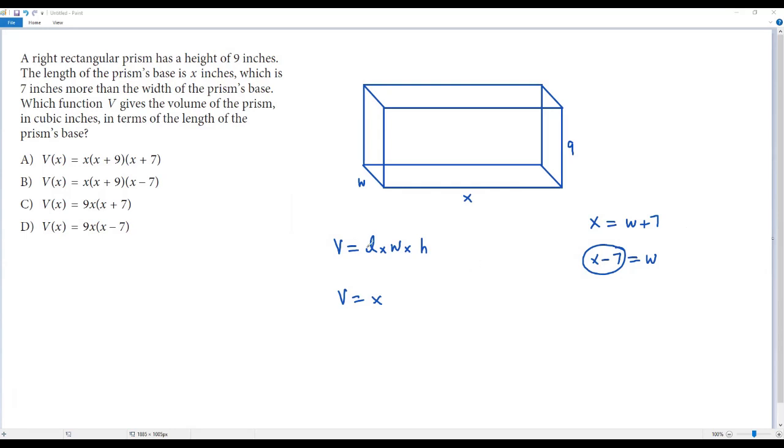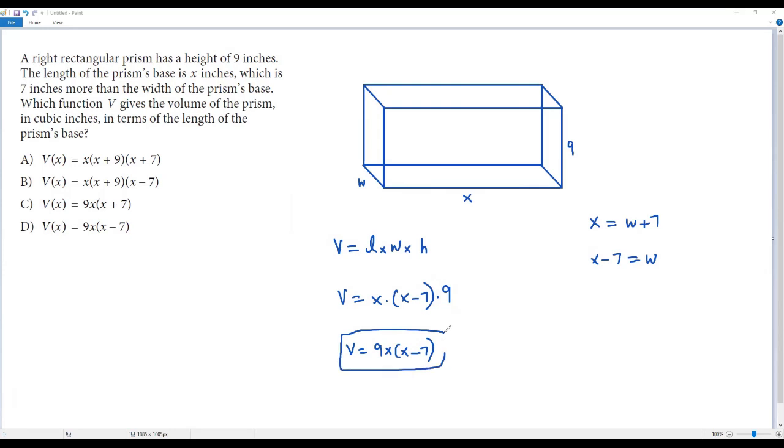Okay, here I got an expression for w in terms of x. We can plug in this x - 7 now for w over here. Then we get x times (x - 7). And we know that the height of the prism is 9. Let's plug in 9 for h over here. Here I got the volume of the prism in terms of x, that is in terms of the length of the prism's base. And we can write this 9 in front of everything. Then I'm getting 9x(x - 7).